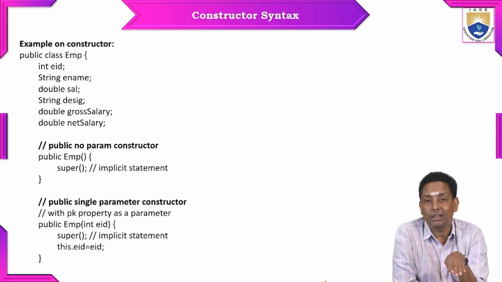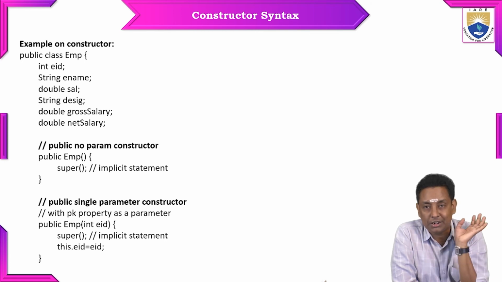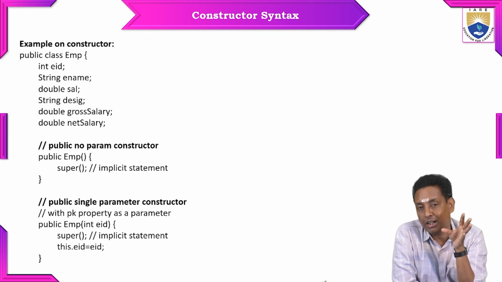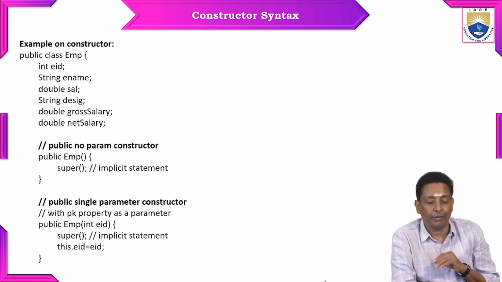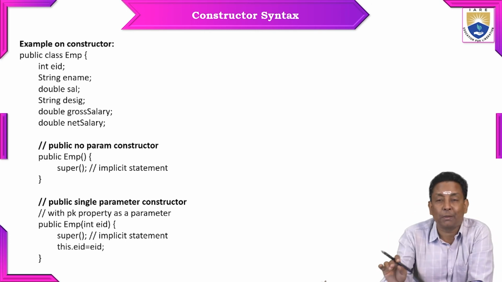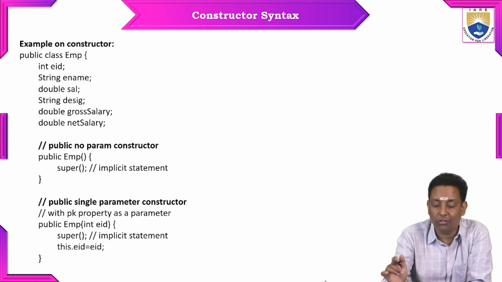Now we came to the example explaining how to write a constructor and how many constructors we need to write in a class. If I give you a class and ask you to write constructors, this is the minimum number of constructors you can generate. The class is a public class, Employee.